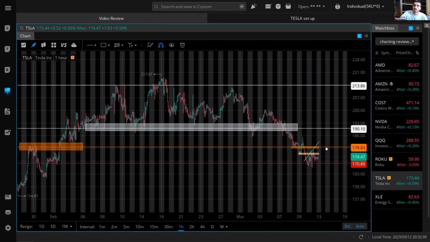Is it going to contest 179 a share and just reject? Is it going to break above that and contest 190 a share? Is Tesla just going to rip like it does randomly, go 10% a day and just break on the upside, hit 200 this upcoming week? We don't know what's going to happen. So I'm going to wait for the zones to give me my idea. I'm going to wait for the chart to present a setup for me to look at.